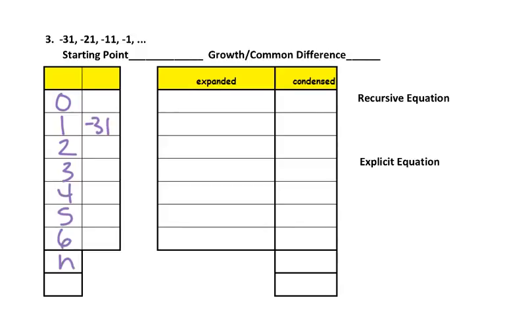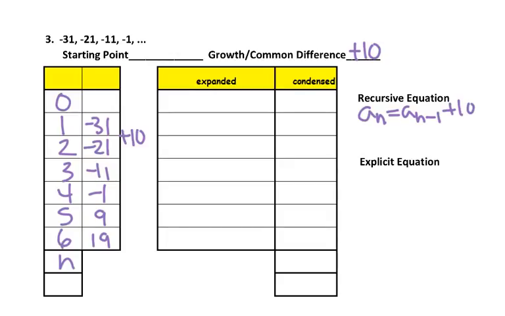Okay, so negative 31, negative 21, negative 11, negative 1. So it looks like we are adding 10 here. So this would be positive 9, then 19. So our common difference is we're adding 10. So a sub n equals a sub n minus 1 plus 10. Going backwards, this would be negative 41, so our starting point, negative 41. So a sub 0 equals negative 41.